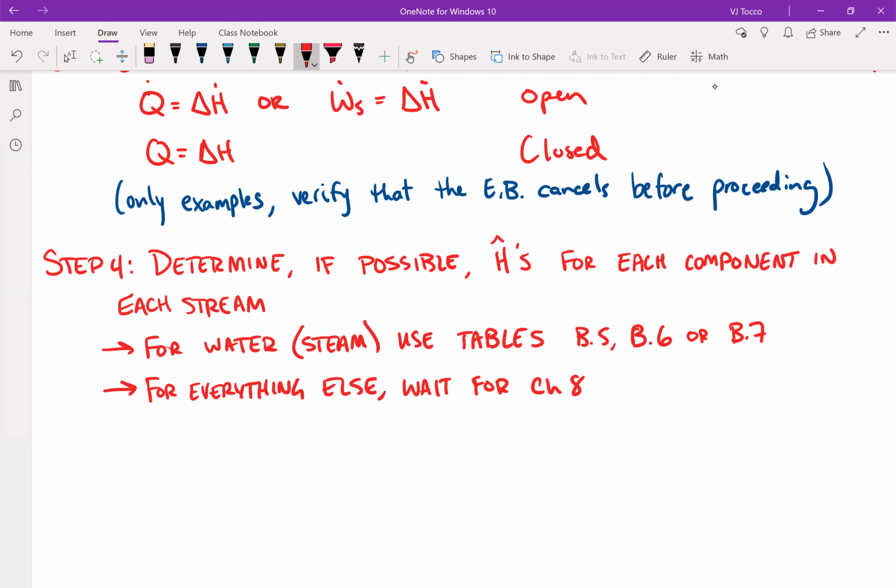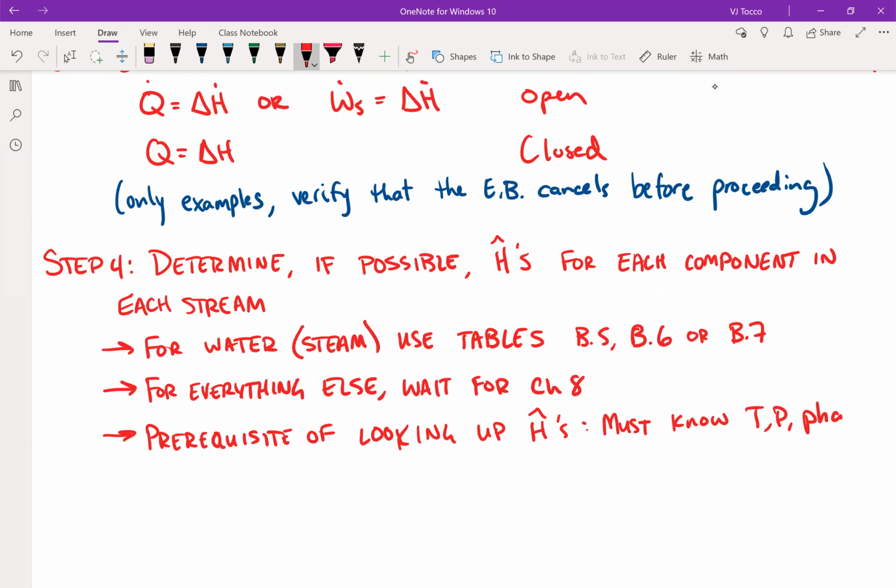Notice also that a prerequisite to looking up specific enthalpies, H hats, is that you must know the temperature, pressure, and phase. Must know T, P, and phase of matter. If you don't know one of these things, if one of these things is your unknown, obviously you can't solve for the delta H that way, in which case your energy balance would tell you what your specific enthalpy ought to be.